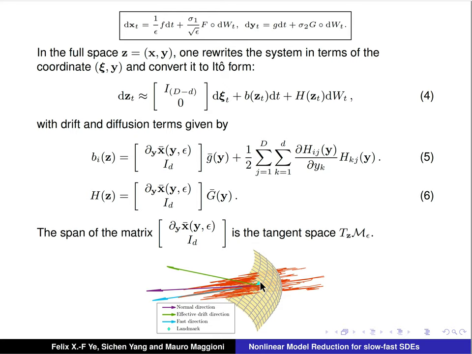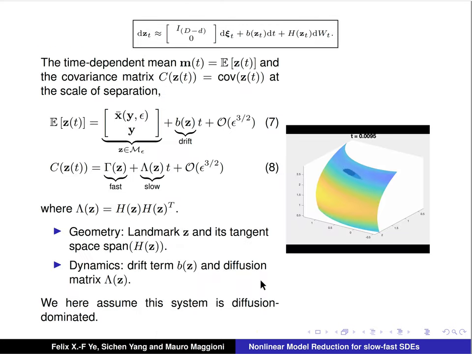So we cannot use the orthogonal projection, because the fast direction is not really orthogonal to it. So we have to take an oblique projection back to the invariant manifold. So we need to find this projection from the data as well. So once we have this observation, then we can find the mean and the covariance of these short paths.